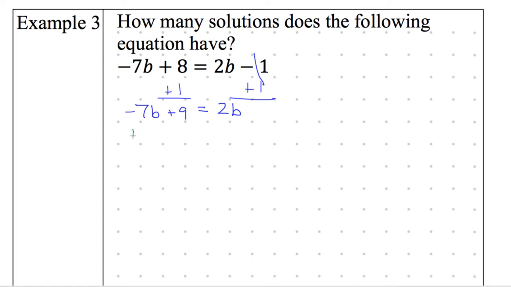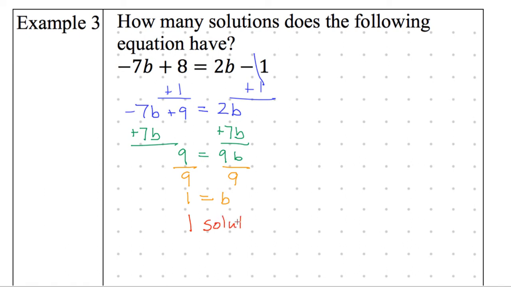And then plus 7b on both sides. All right. And that's going to be 9 equals 9b. 9b, all right. And then divide both sides by 9. Divide by 9, divide by 9. And it's going to be 1 equals b. 1 is equal to b. All right, and then what do you conclude from that? 1 solution. 1 solution. Did you box your answer?